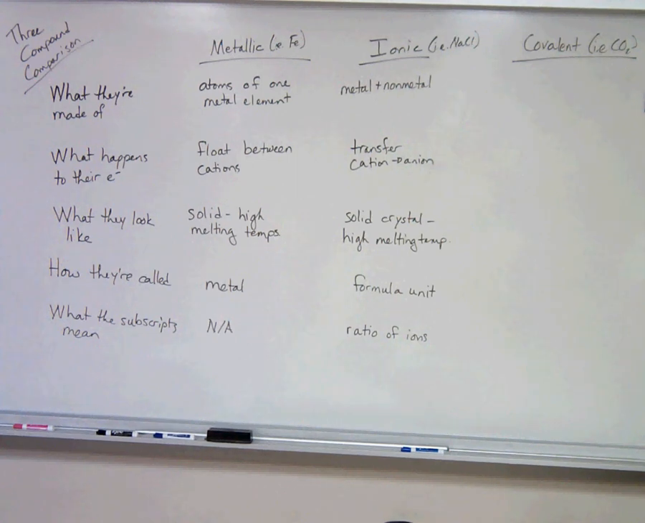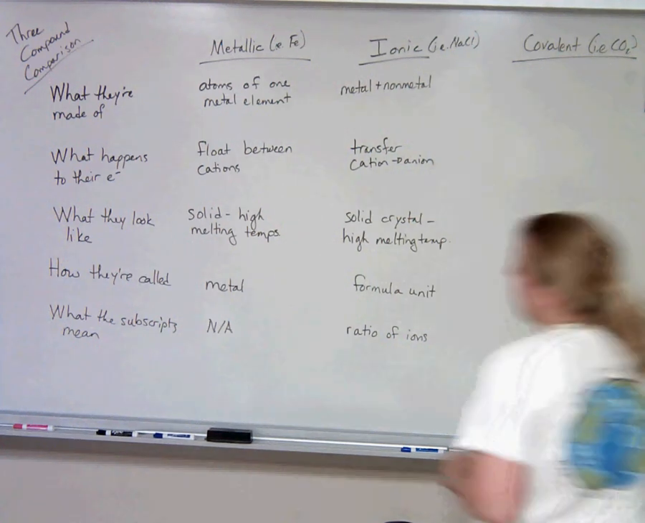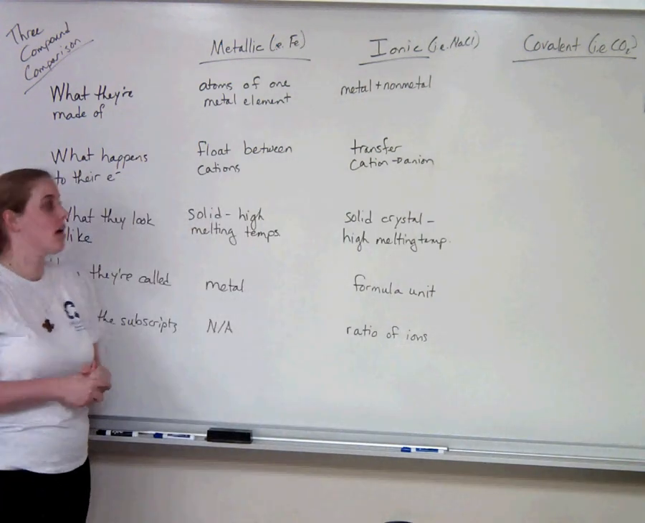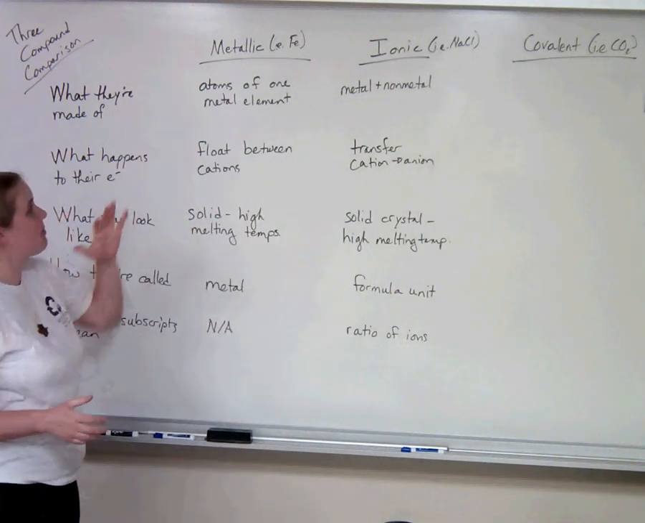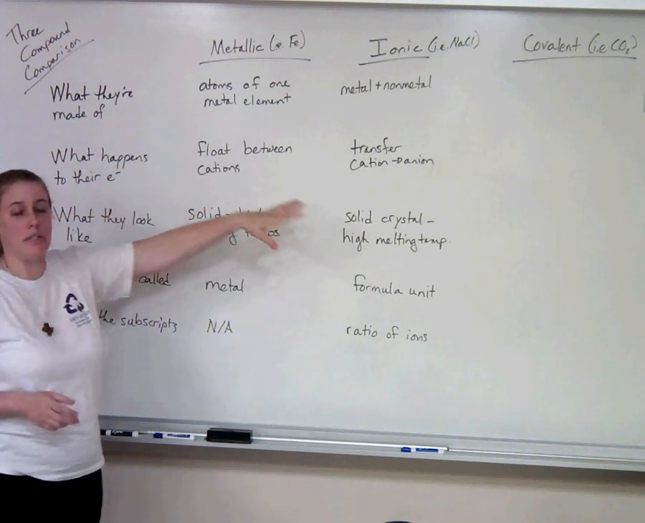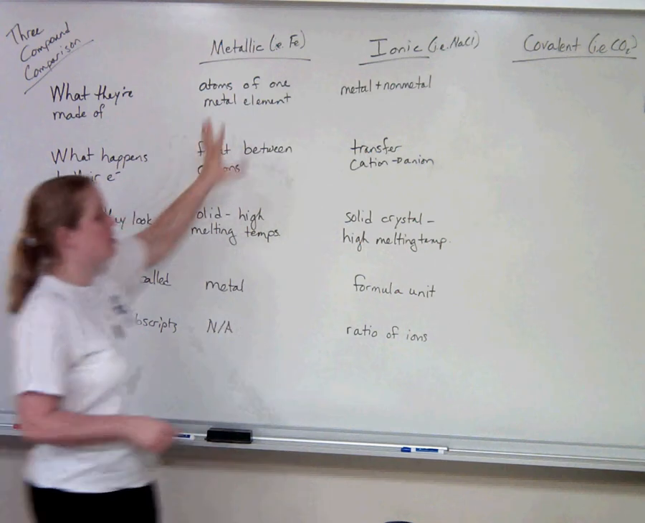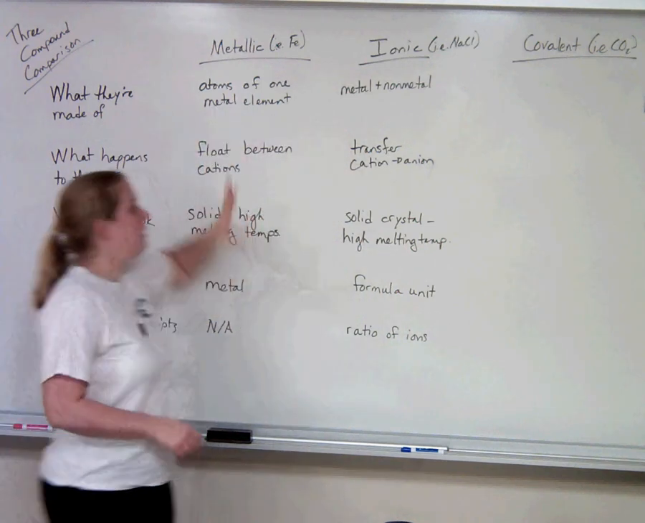Welcome to the first video of Unit 7. We are going to compare the three different kinds of chemistry compounds. So we talked about metallic and ionic compounds in Unit 6. We talked about metallic very briefly. We talked about ionic much more extensively, but let's just review those.